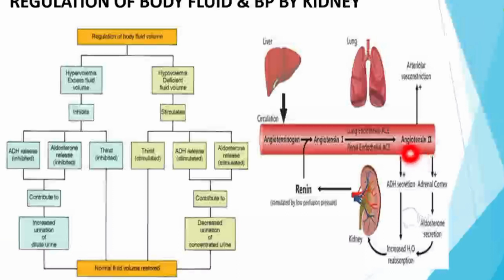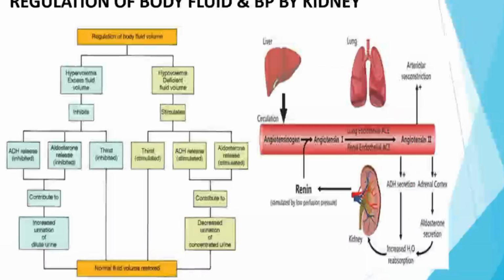This angiotensin 2 constricts the arterial vessel walls, and it also stimulates ADH secretion. ADH, antidiuretic hormone, is secreted from the posterior pituitary and helps in the reabsorption of water. It also stimulates the adrenal cortex, which secretes aldosterone, and aldosterone helps in the reabsorption of water. This whole process runs when there is hypovolemia, when there is a need for fluid.